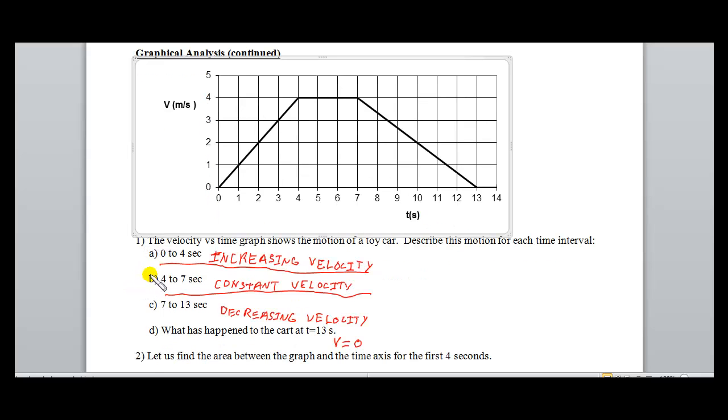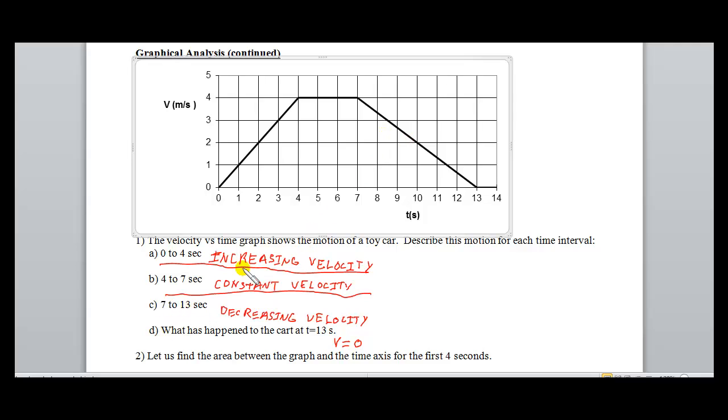All right, let's see what we have for answers. First of all, between 0 and 4 seconds, well, the velocity is increasing, right? It goes from 0 meters per second all the way up to 4 meters per second. Then from 4 to 7 seconds, well, this cart is moving at a constant velocity of 4 meters per second. Then it starts to slow down.